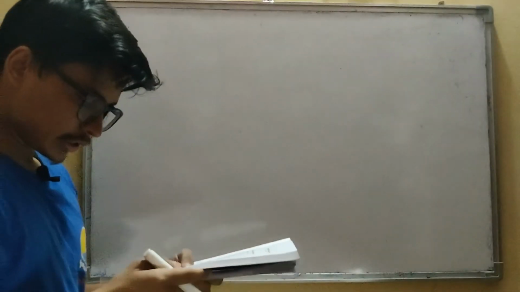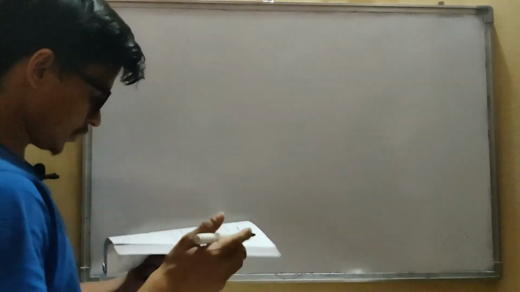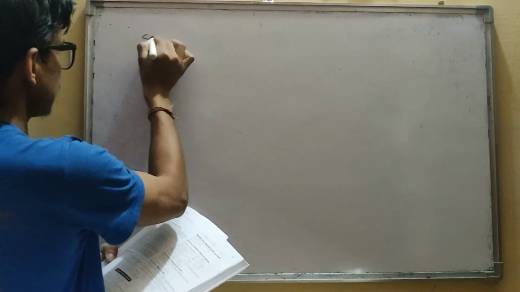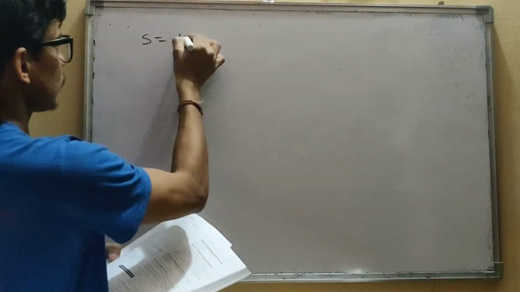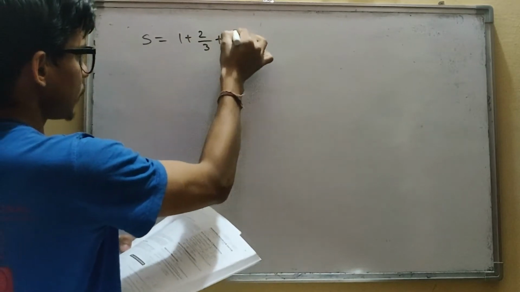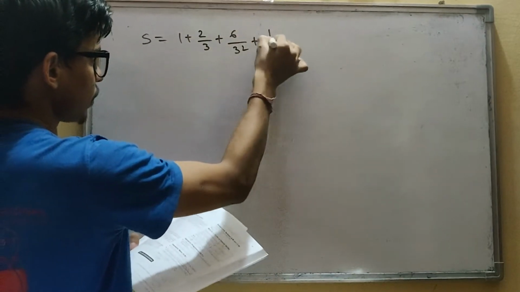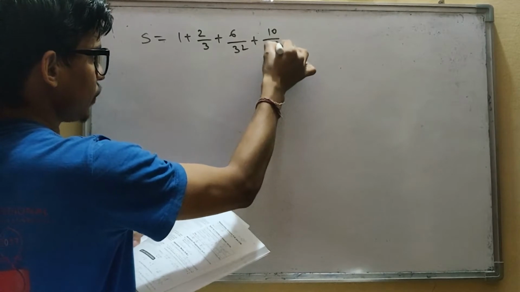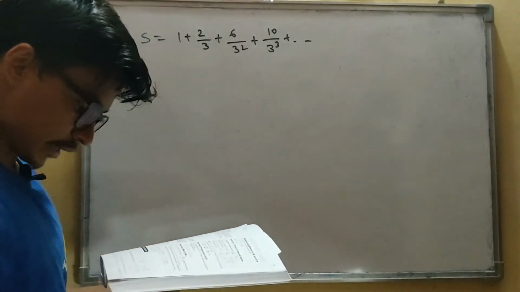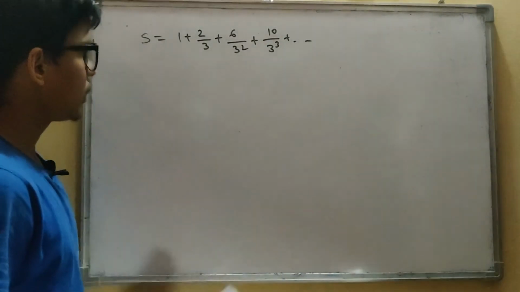So the third question is the sum to infinity of the series. It is an APGP series, right? So it is an important question. Let's say S is equal to 1 plus 2 upon 3 plus 6 upon 3 square plus 10 upon 3 to the power 3 plus and so on. So it is an infinite series, and you have to find the sum.